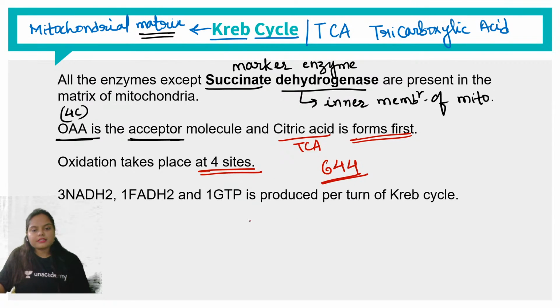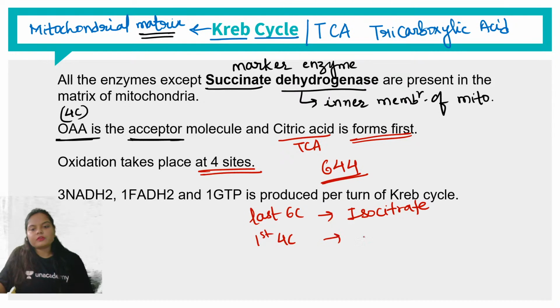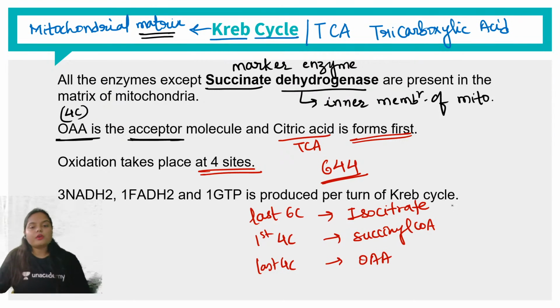What is this 644? The last 6 carbon compound, which was the isocitrate. Then the first 4 carbon compound, which was the succinyl coenzyme A. And the last 4 carbon compound, which was the oxaloacetate. So oxidation was taking place here, and also in the formation of succinyl coenzyme A from alpha ketoglutarate, and here also in the formation of oxaloacetate from malic acid.